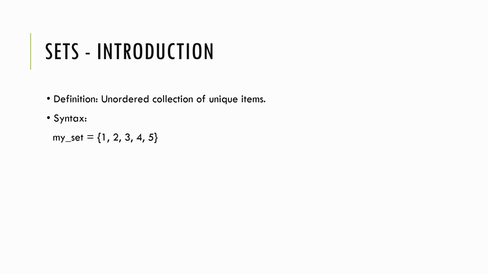Now let's look at sets. A set is an unordered collection of unique items. If you try to add duplicate elements, they will automatically be ignored. Here's an example of a set. Sets are great when you need to store a collection of items and don't care about the order, but you want to avoid duplicates.